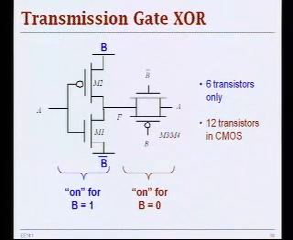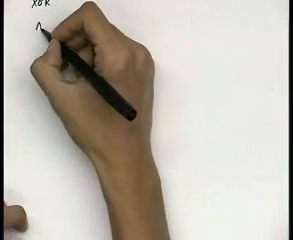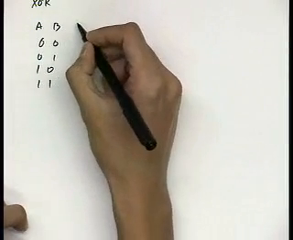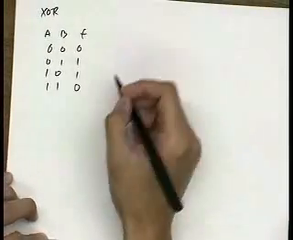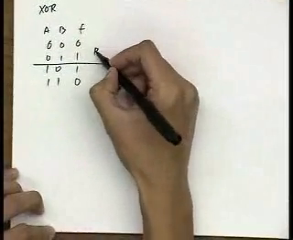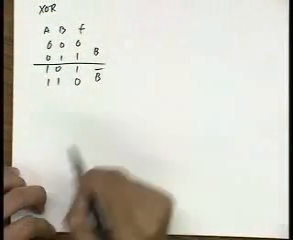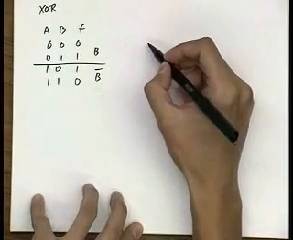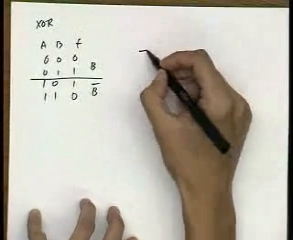Now we see that we can still design this like we did earlier. We know that for an XOR, 0 0 gives 0, 0 1 gives 1, 1 0 gives 1, 1 1 gives 0. So we see that when A is 0, this is just B, and this is just B bar. So we can implement that in the usual transmission gate way.